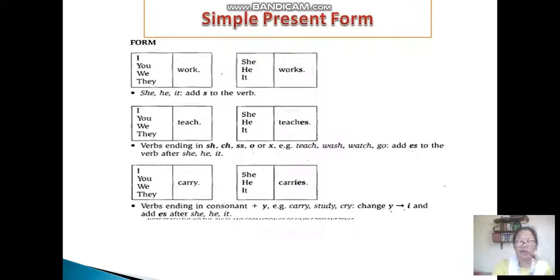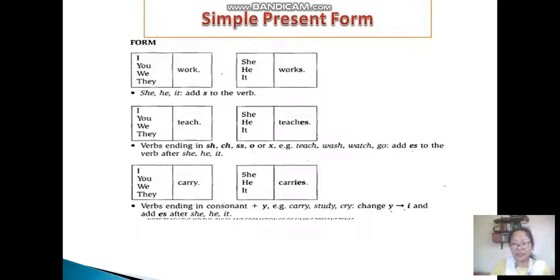Now next in your book is simple present tense. How do we use simple present tense with first person, second person and third person, and what verb form do we use? Now look at this table. In the first table you will see I, you, we, they. Here I is the first person. I explained this to you in the last class.